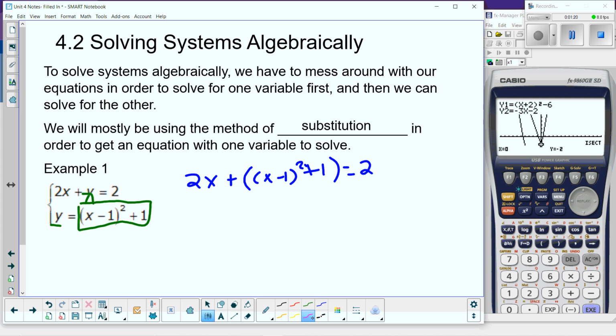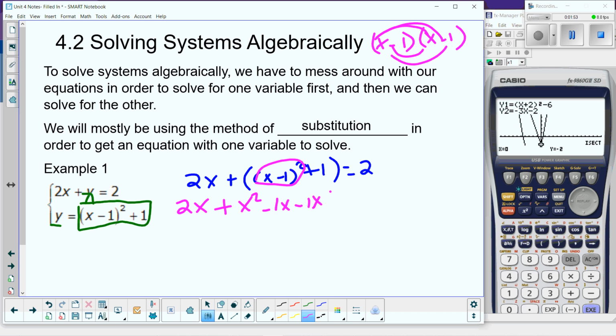Now once we do that, 2x plus, I'm going to focus on this first. So x minus 1 squared, I could write that out as x minus 1 times x minus 1. And then we would take x times x, which is x squared, x times negative 1, so negative 1x, negative 1 times x, negative 1x, and negative 1 times negative 1 is a positive 1. Then we had that plus 1 equals 2.